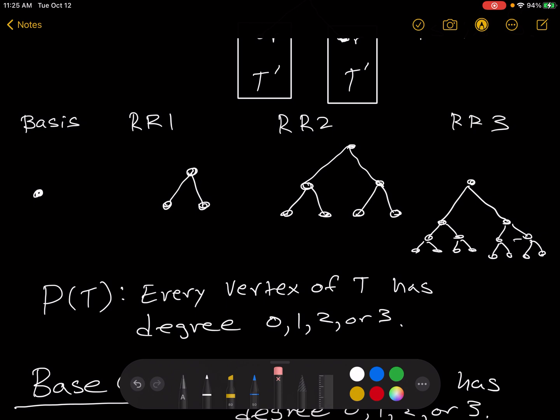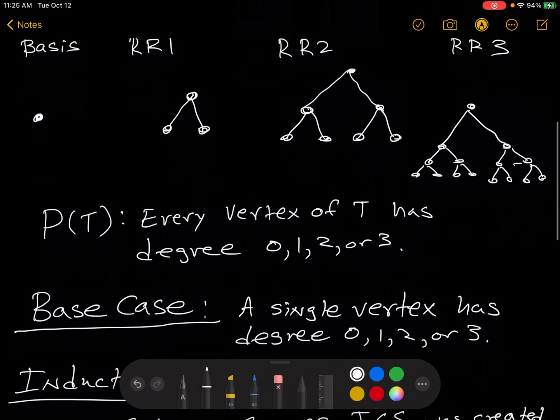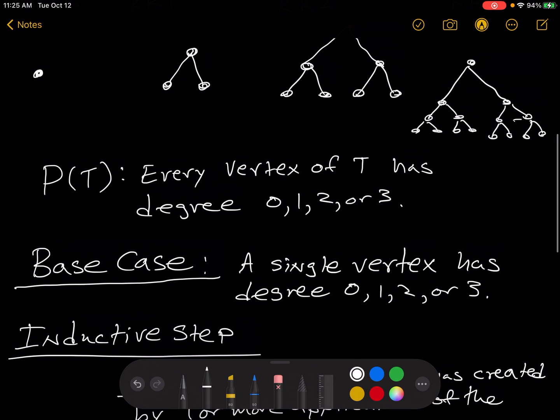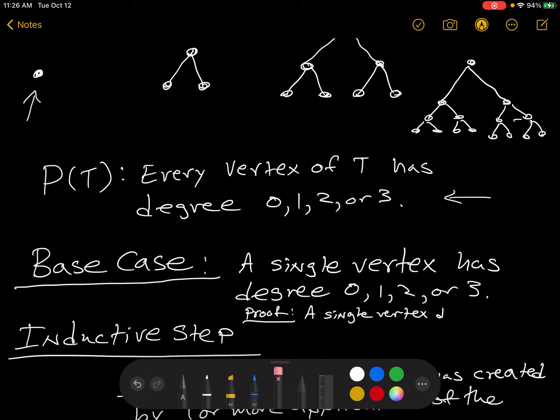So we want to prove this by structural induction. For our base case, we need to prove that the thing created by the basis step, that's just the single vertex, has this property. So what we're saying in the base case is that a single vertex has degree 0, 1, 2, or 3. Well, we know this already to be true. A single vertex has degree 0.